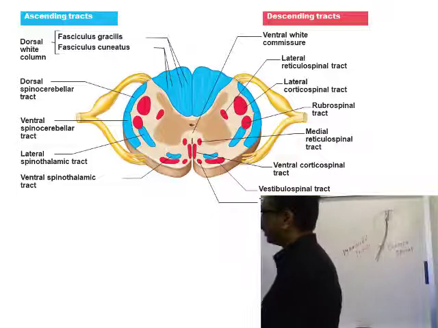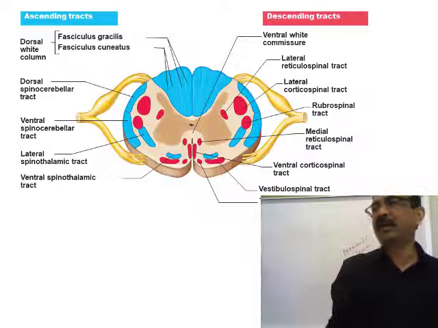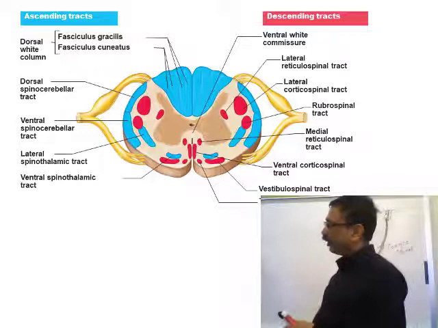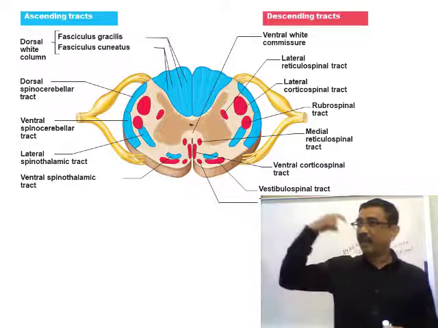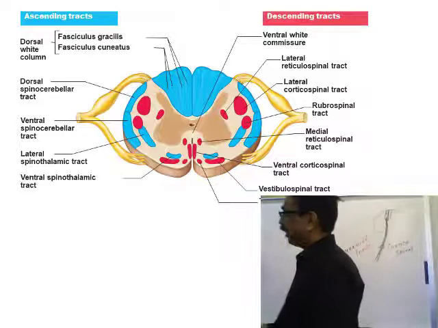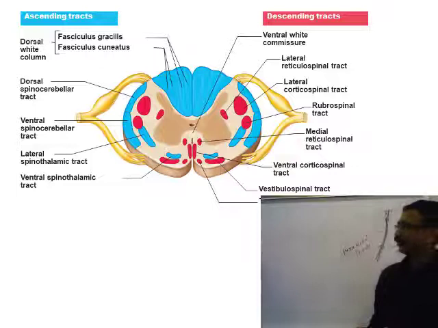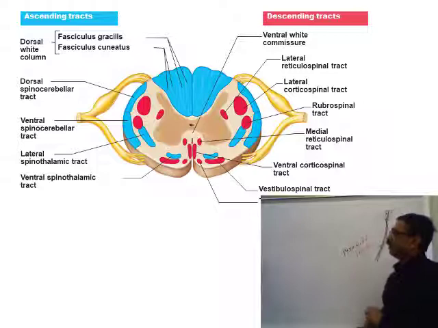Other motor tracts are vestibulospinal, which adjusts the head position. Just know the names: rubrospinal, tectospinal. Tectospinal controls the reflex of eye movement. So those are smaller motor tracts. The main one is the corticospinal, also known as pyramidal, which controls the skeletal muscles of the body. Okay, so those are the two types of tracts.